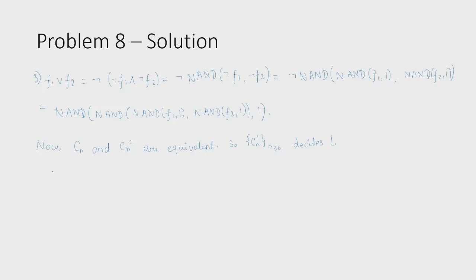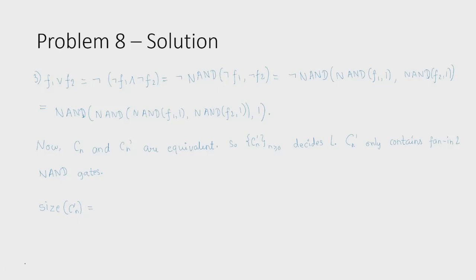Now let's compute. Everywhere in C prime n we have used NAND gates, and those NAND gates have fan-in at most 2. So if we can show that the size of C prime n is poly n and its depth is order log to the i of n, we would be done. So let's compute the size of C prime n.